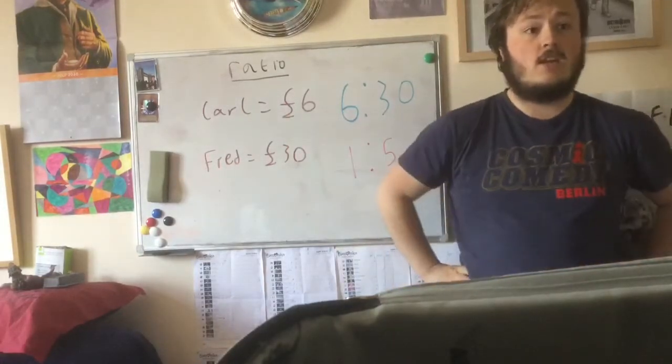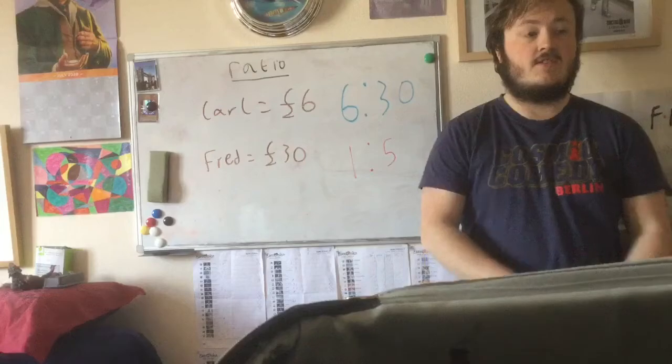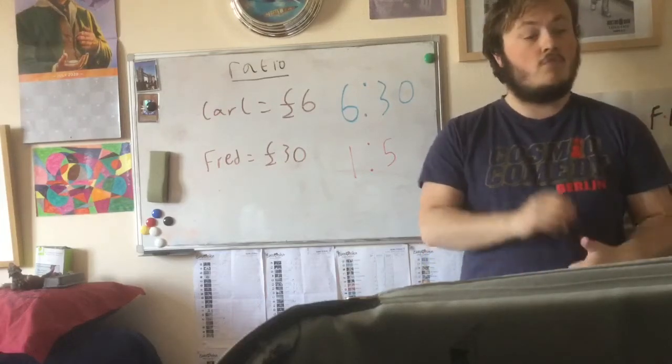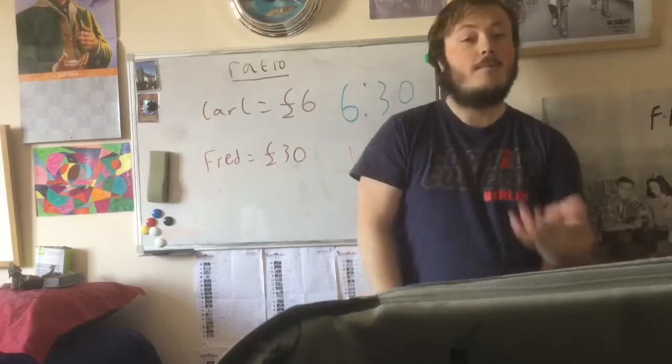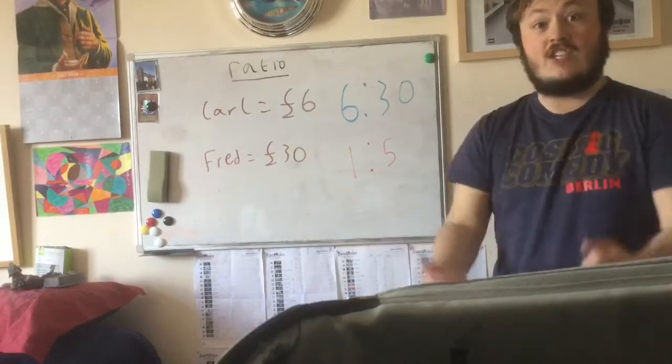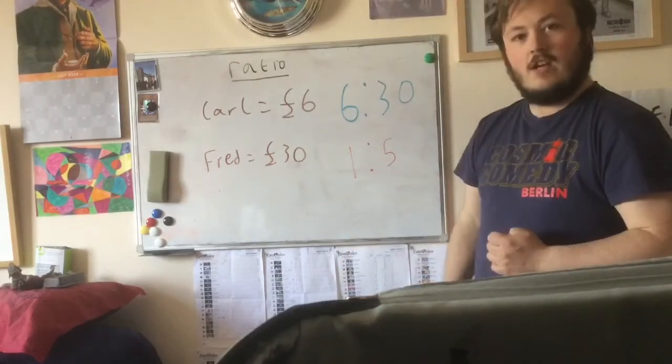You will see this a lot in bookies and bookmakers. For every £1 that you put in for a bet, you would get £5 back. That's what it basically means. It's all ratio. Now, let's look at another one.